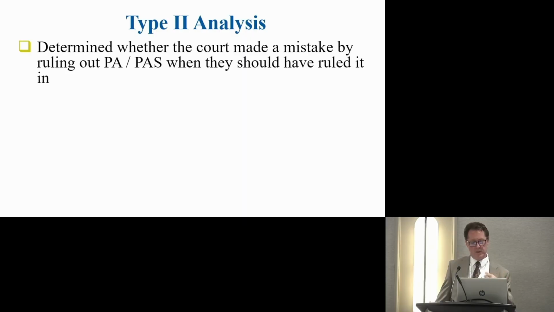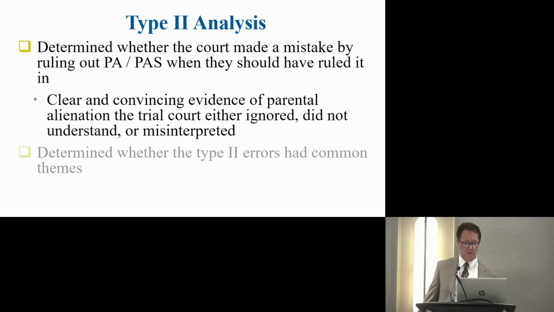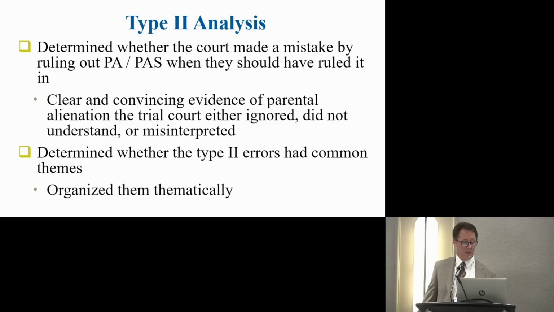So in our type 2 analysis, we had to determine whether the court made a mistake by ruling out PAS when they should have ruled it in, or PAS. And what we used was there had to be clear and convincing evidence of parental alienation the trial court either ignored, did not understand, or misinterpreted. And then we determined whether the type 2 errors had common themes and organized them thematically.